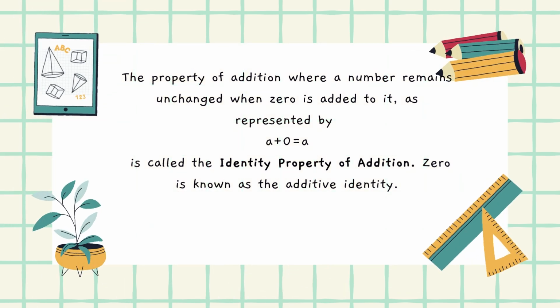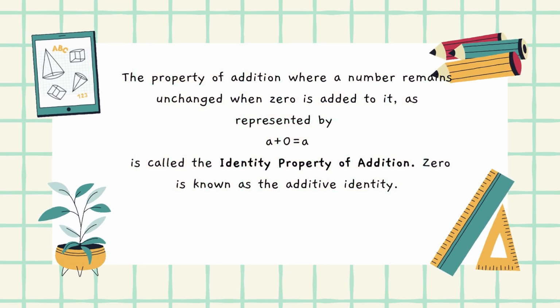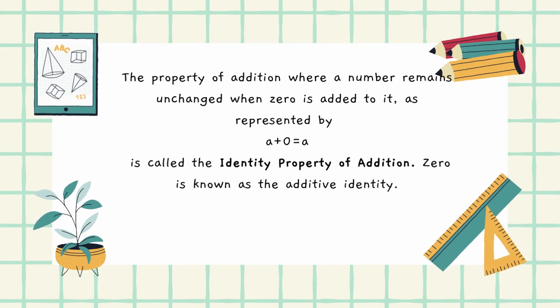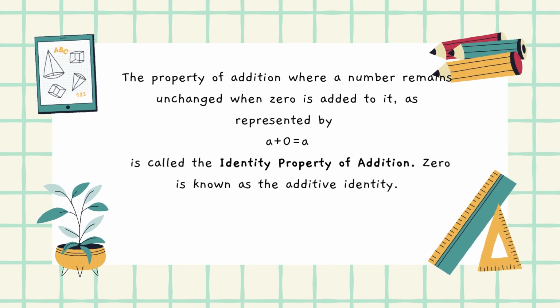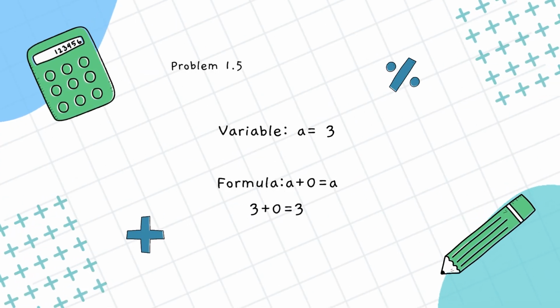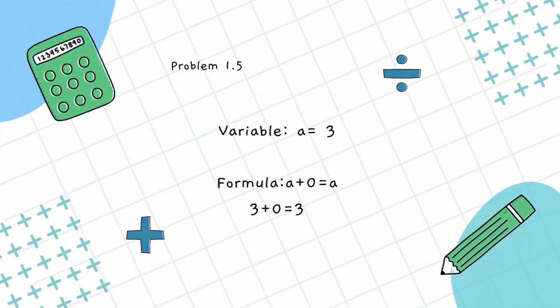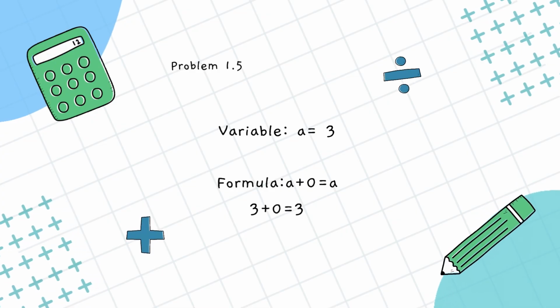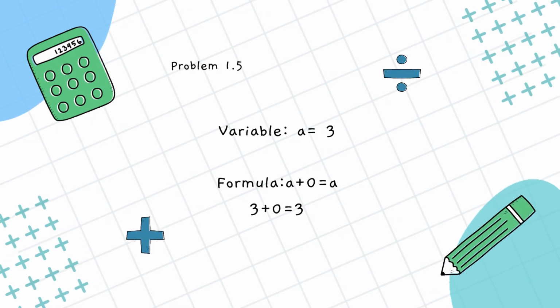Let's look at one more property of addition, which is called the identity property of addition. What happens when we add 0 to a number? Adding 0 to a number doesn't change the number. So in problem 1.5, we use the variable A, which is 3, and place that into our formula, and you get 3 plus 0 equals 3.